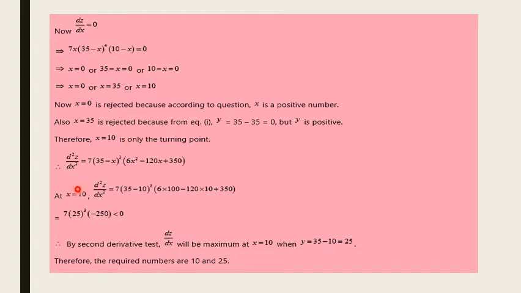Now here we put x is equal to 10. Let us see the sign of the second derivative when x is 10. So (35 minus 10) the whole cube into (6 into 100 minus 120 into 10 plus 350). So we see the sign, this is negative. So by the second derivative test, z will be maximum at x is equal to 10. Then y is equal to 35 minus 10 is equal to 25. So the required numbers are 10 and 25.